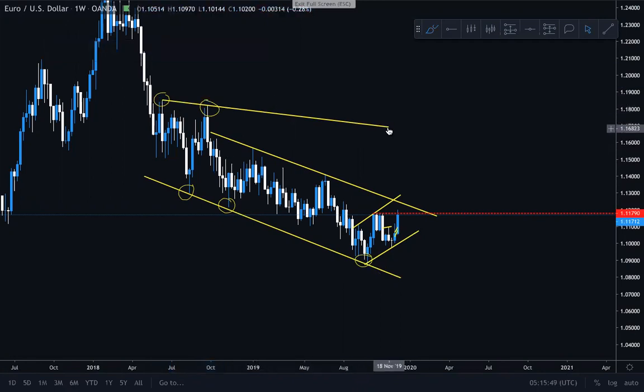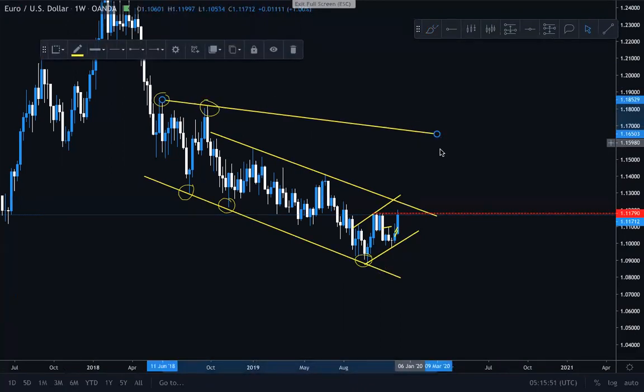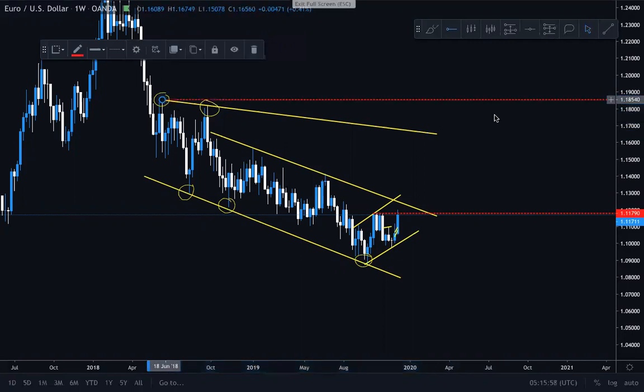Ultimately, we're going to be looking to move higher to either get another touch of this top or ultimately break higher and then complete this pattern for the 90% rule all the way up here, making this the ultimate target.